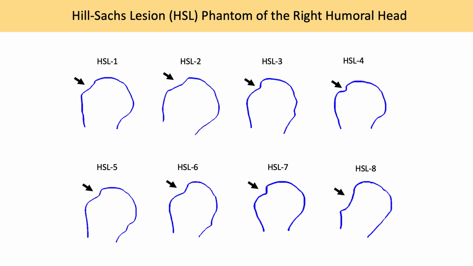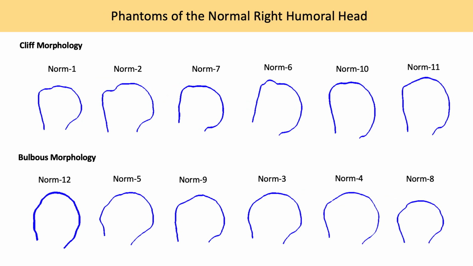I then also created phantoms of normal shoulders because I wanted to derive a metric that works on both normal shoulders and affected shoulders. According to the literature, or at least in my observations, there seem to be at least two general morphologies of normal shoulders. Here I've defined the top one as the cliff morphology. That is, here's the cliff shape on the lateral edge of this right humeral head. And then the bulbous morphology is the one that looks like a light bulb.